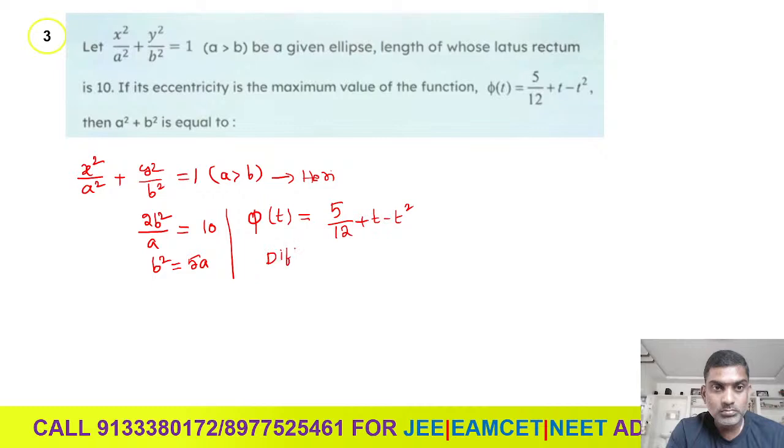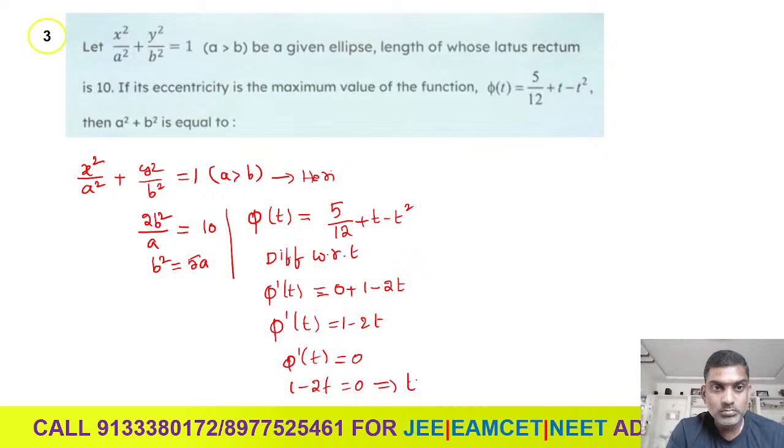Then differentiate with respect to t. If we differentiate it with respect to t, we get phi dash of t, which is equal to 0 plus 1 minus 2t. So phi dash of t is equal to 1 minus 2t. To get the maximum value, we have to take phi dash of t equal to 0. That is 1 minus 2t equal to 0. Then t is equal to 1 by 2.